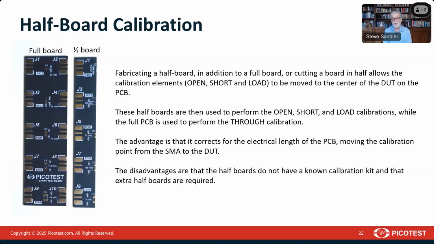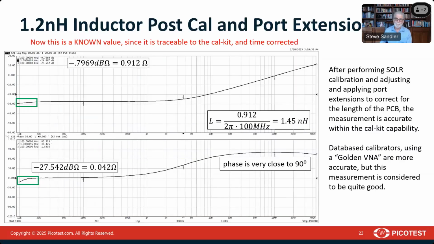Another way we could do this is we could actually make a half-board calibration. So what if we just took our circuit board and we cut it in half, and actually physically did that here, so you can see the full board on the left and the half board on the right, and now we could actually do open, short, and load on half a circuit board, and then we could measure through with the full circuit board, and theoretically that would also get us the correct answer.